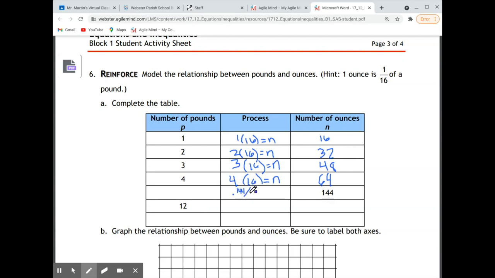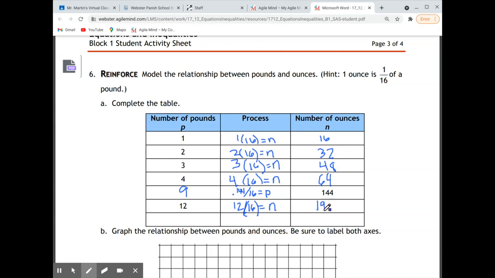I'm going to do it like this. We would say that would equal P. Yes. So what's 144 divided by 16? 9. All right. Now what would we do? 12 times 16. Oops, I wrote it wrong. What's 12 times 16? 192.